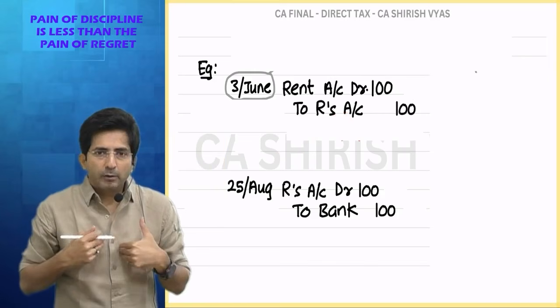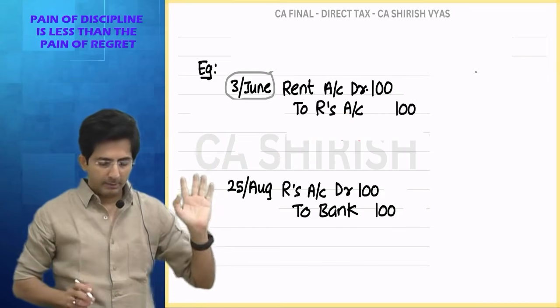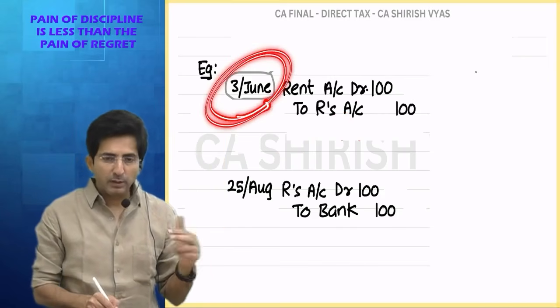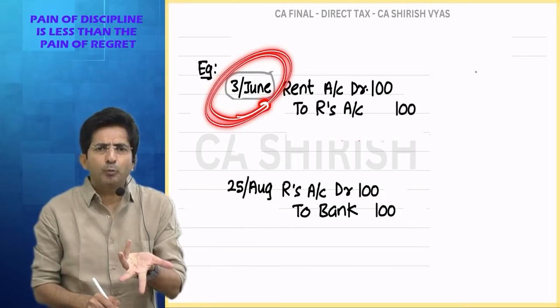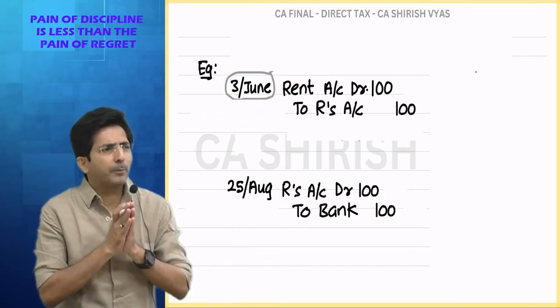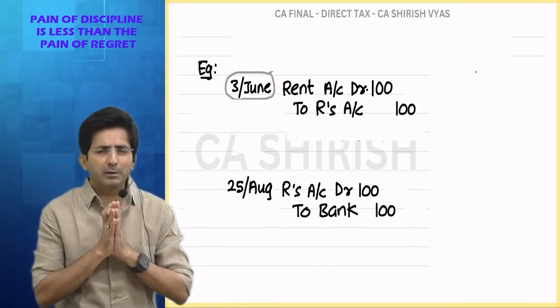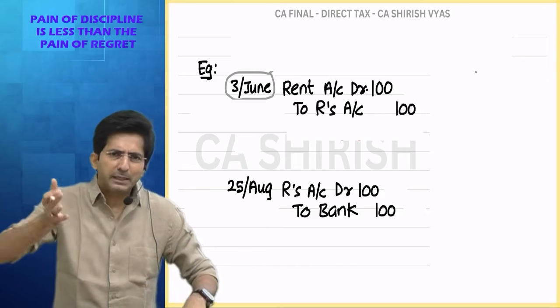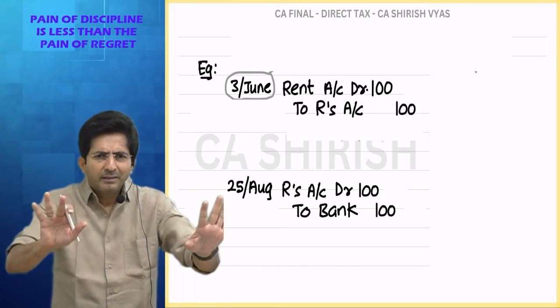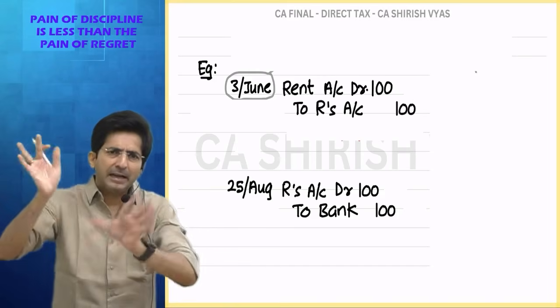And I am paying rent of say 100 to Mr. R. Now assume on 3rd June the rent became due, but I didn't have money to pay. So I requested the property owner, dear owner, I don't have money, I will pay the rent later. So he said, it's okay, no worry. I trust you, you pay the rent later.